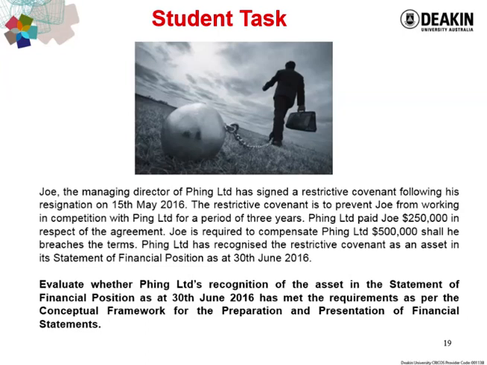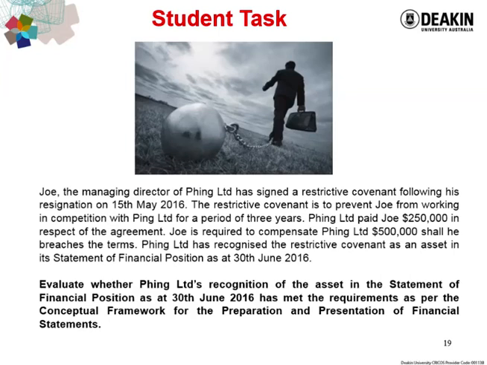Alright, here is your first student task. What is this case about? Joe, the managing director, has signed a restrictive covenant. Under this agreement, he will get $250,000 if he resigns, but he cannot work in competition with the firm for a period of 3 years, meaning he cannot create his own firm in the same industry, or join a competitive firm. If Joe breaches the condition, he is required to compensate the company $500,000. Question: can the company, Ping Limited, recognize the restrictive covenant as an asset? Discuss fully in reference to the conceptual framework.